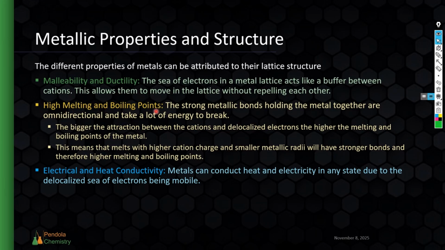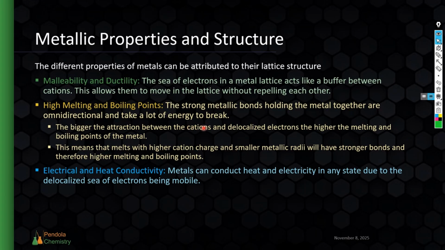Next is the high melting point and high boiling point. And this is exactly the same as it was for ionic compounds, only instead of the attraction between the anions and cations, it is the attraction between the metallic cations and the sea of electrons. So the strong metallic bonds holding the metals together are omnidirectional, and they take a lot of energy to break, just like with ionic compounds. And so they have very high melting points and boiling points.